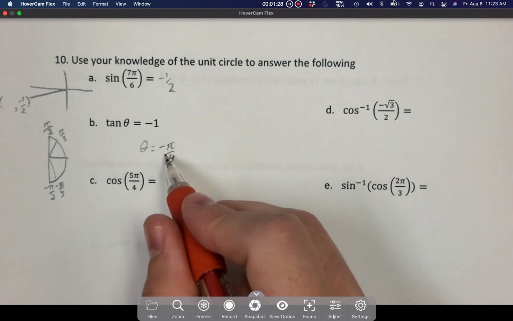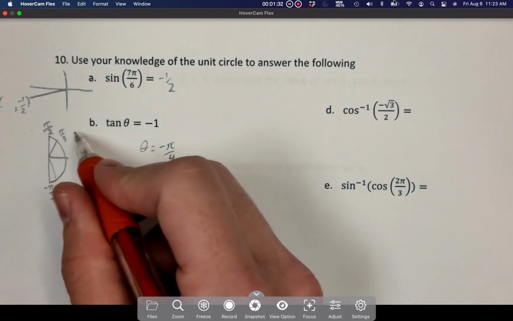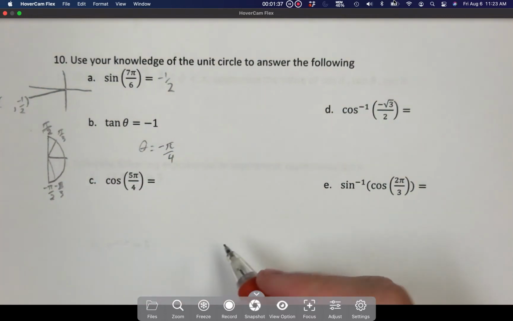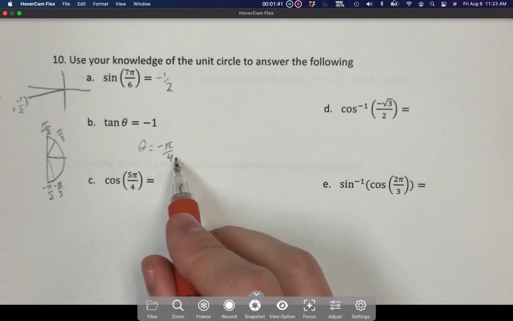So negative pi over 4, because that's where the y and x are the same. They're root 2 over 2 and root 2 over 2, but they have different signs right here at negative pi over 4 or 7 pi over 4. But again, we're only specifically using that answer.